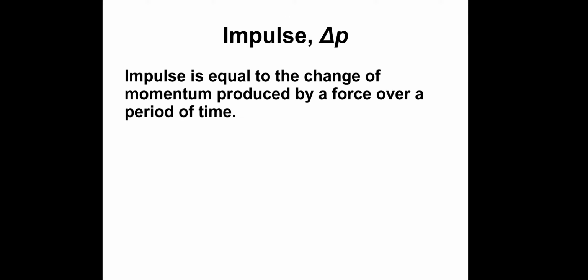So impulse, or the change in momentum. Impulse is equal to the change in momentum produced by a force over a period of time. A little bit strange, but much easier as the equation. So we have the equation force is change in momentum divided by change in time. If you rearrange that to get change in momentum is force times time, that is the impulse. So impulse is also equal to the change in momentum.